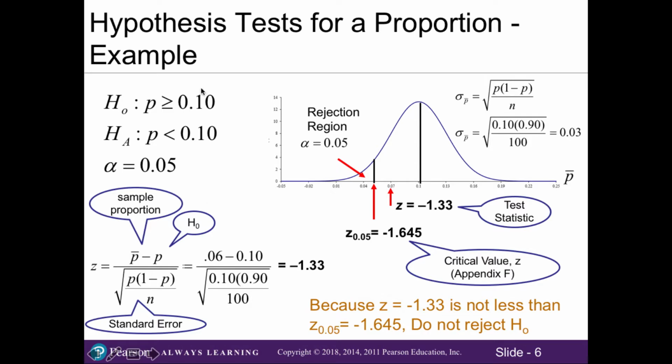Since we do not reject the null, that means our null hypothesis is true in that our population proportion of dissatisfied Amazon customers is greater or equal to 0.10. So if you're Amazon or Jeff Bezos, we have a problem because we have unhappy customers that exceed 10%.